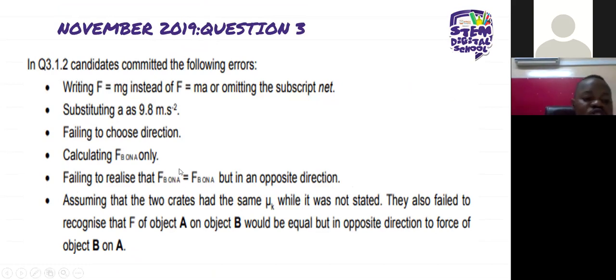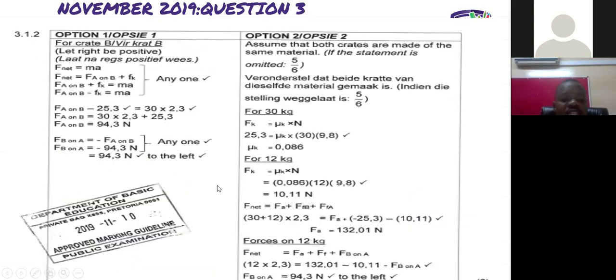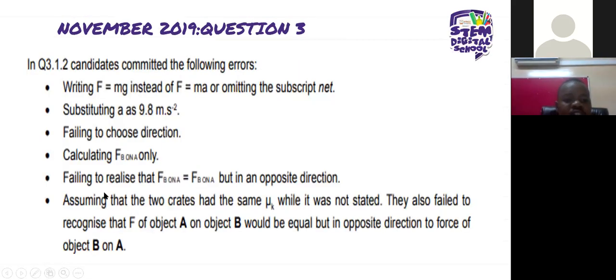And some of the learners do not realize that the force that B exerts on A is actually equal in magnitude to the force that A exerts on B, but in an opposite direction. In other words, if this one is positive, acting in the positive direction, which is to the right, then this one must be acting in the negative direction, which you have chosen as the left.